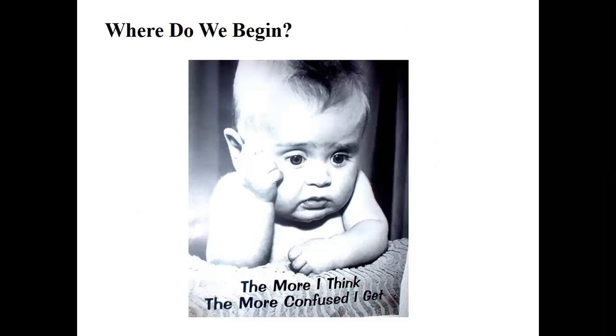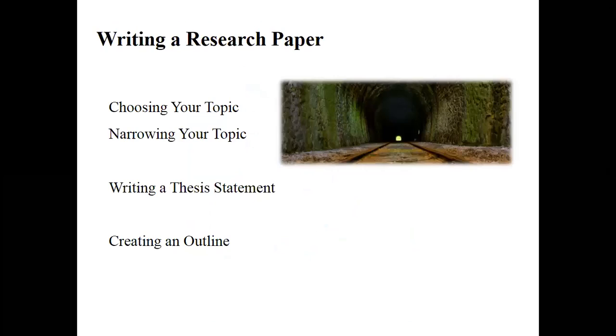Sometimes people become very confused about where to begin. The more you think, the more you will confuse yourself. So you just have to think properly and start. To write a research paper, first you have to choose a topic, then narrow down the topic, write a problem statement, and write the outline of which experiments or which specific work you are going to do on that specific topic.